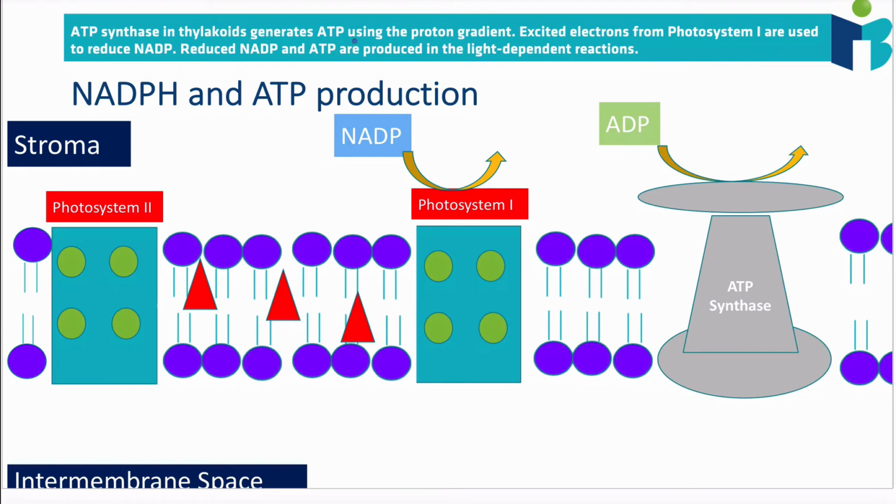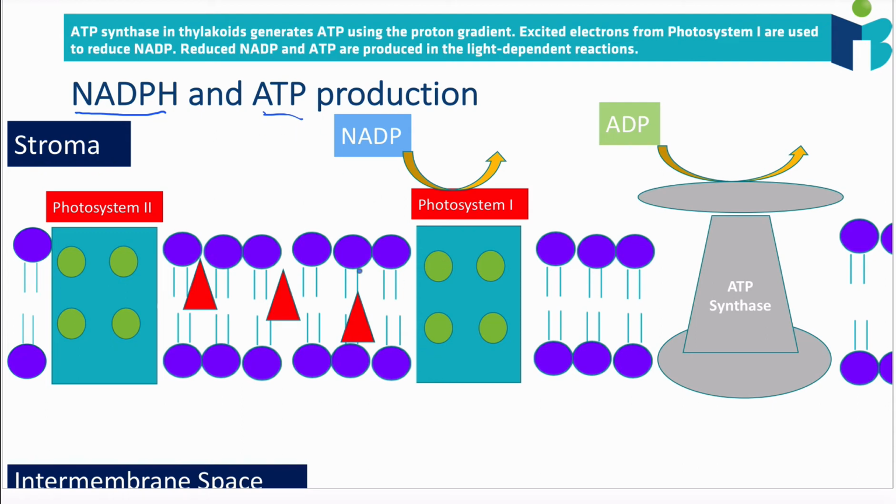Finally, the third part of the light-dependent reactions is that we want to form molecules of NADPH and ATP. The main purpose of the light-dependent reactions is to produce this NADPH and ATP. That is the main goal of the light-dependent reactions. And so how does this happen?